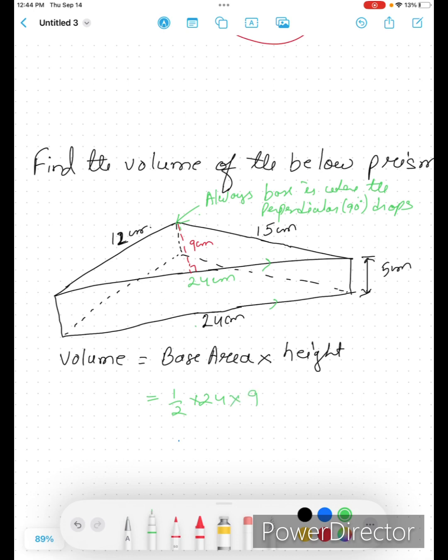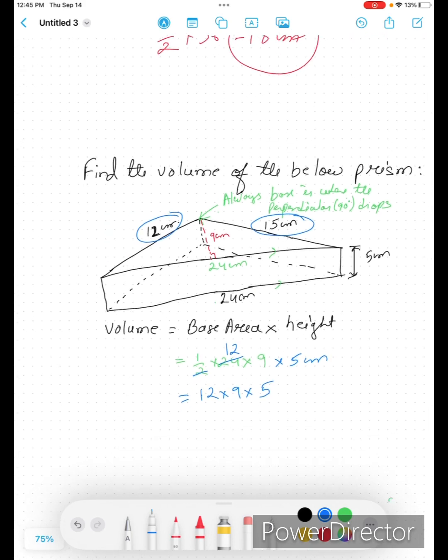Now you would ask here, why do I see this and this information? This and this information is just to confuse. It has nothing to do with the final calculation. And then you have a height of 5 centimeter. So if I see here it is 12 times 9 times 5.